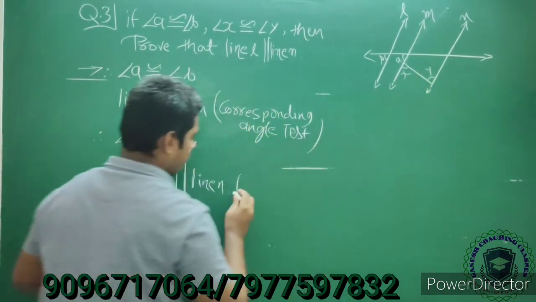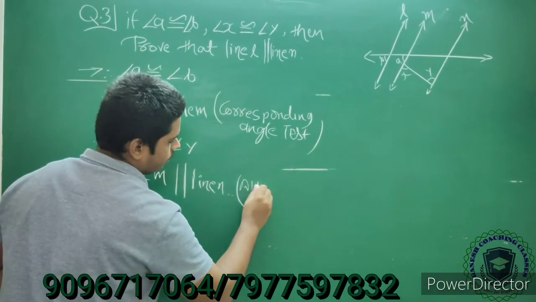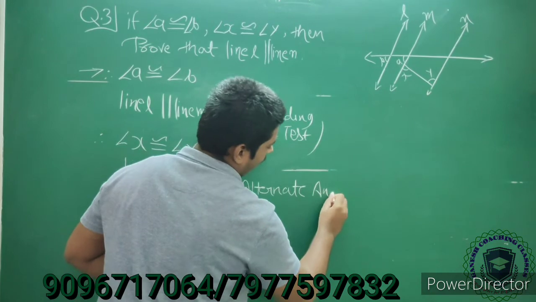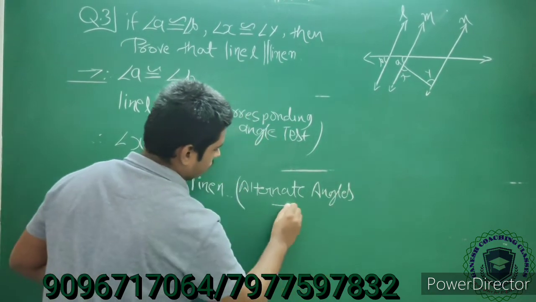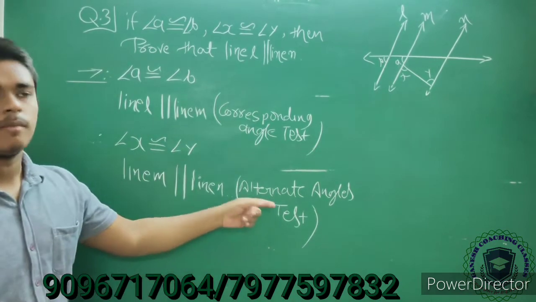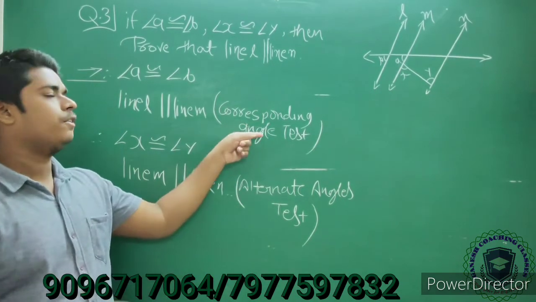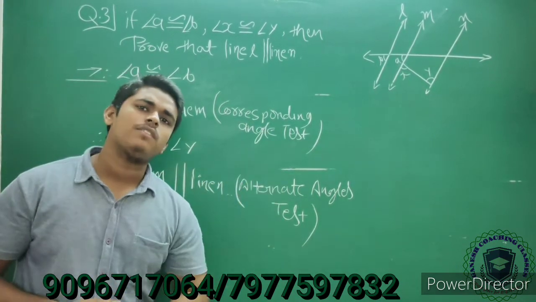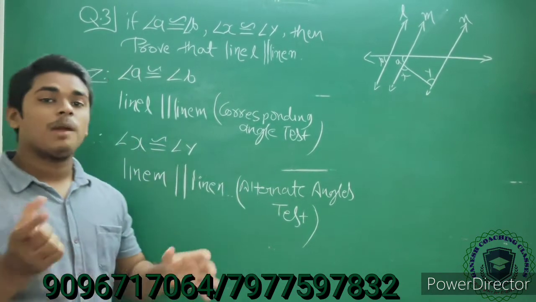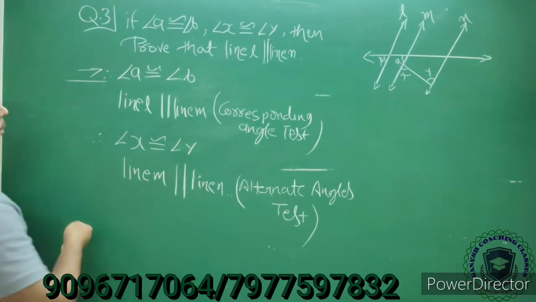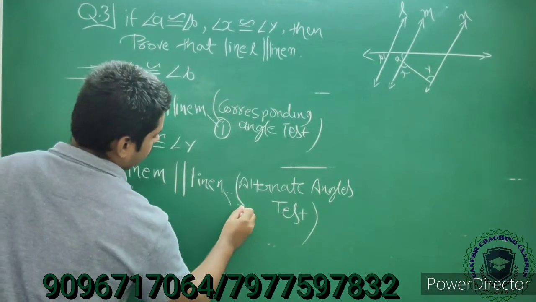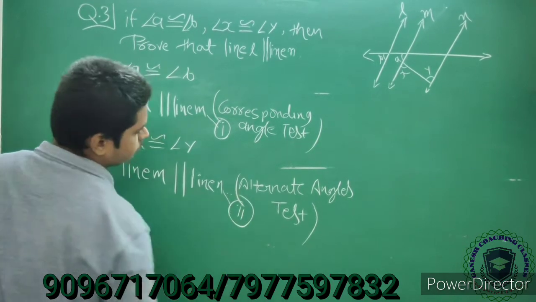Alternate angle test, by alternate angles test. In the practice set, we were writing the alternate angle theorem and corresponding angle theorem, but in practice set 2.2 we have to prove the lines parallel. So we have to write here test. Make it equation number 1, okay, and this as equation number 2.